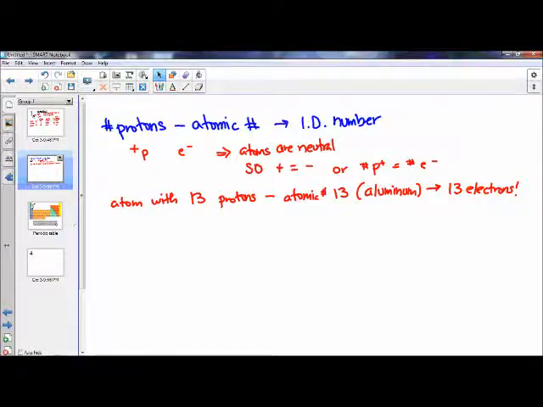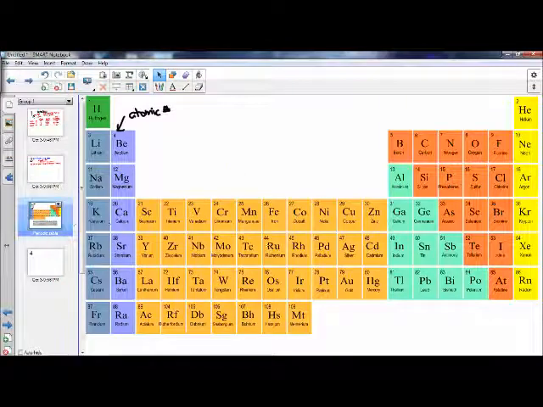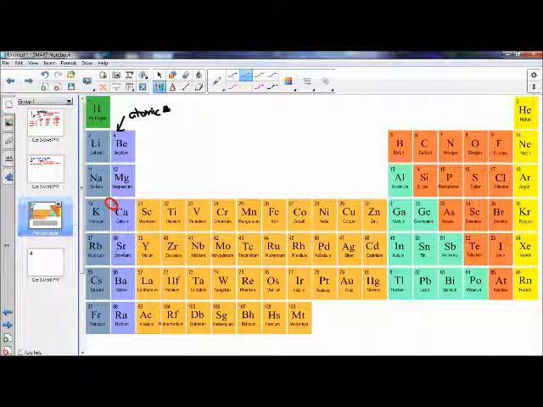Okay, so let's go back to our periodic table for a second. If I asked you which element on the periodic table has 20 protons, you would say, okay, 20 protons, that means the atomic number is 20. You go to the periodic table and say, that's element number 20, calcium. Now, since it has 20 protons, it means it also has 20 electrons.